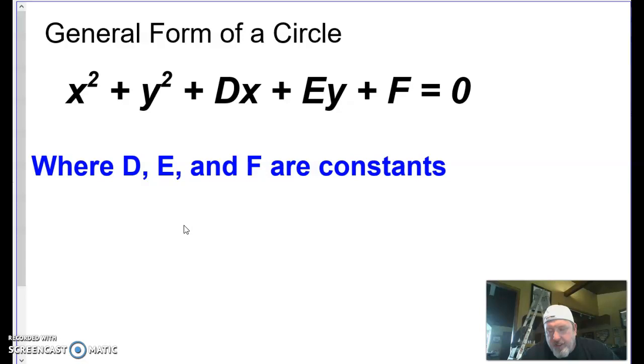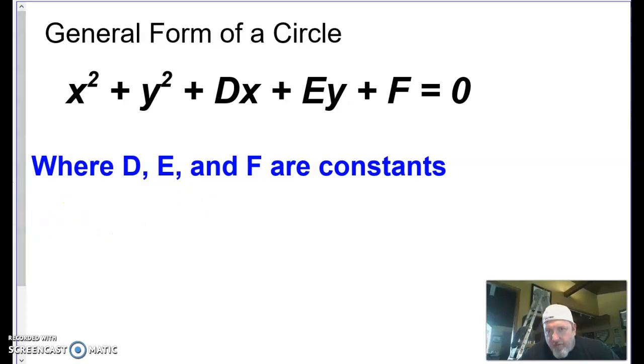What we'll typically be asked to do is we'll have an equation in this form, and we will have to work back to the standard form. We'll have to work back to (x minus h) squared plus (y minus k) squared equals r squared. That's our burden of proof the majority of the time, and we'll do that by completing the square.